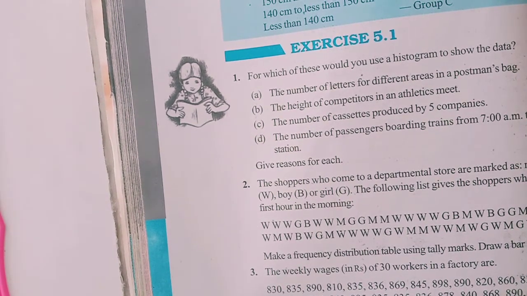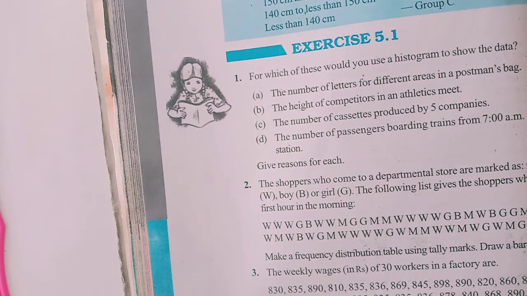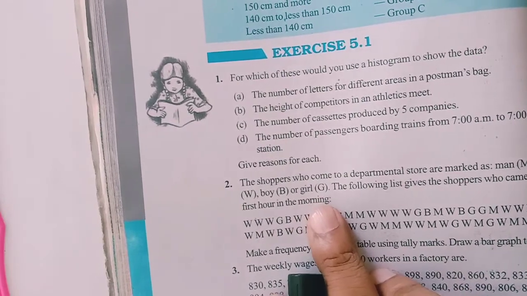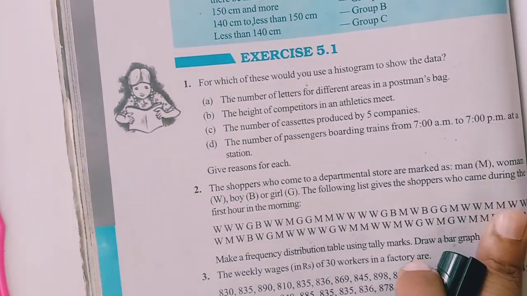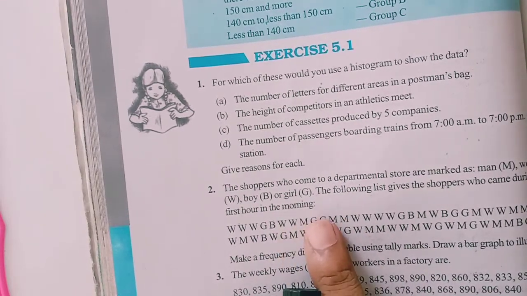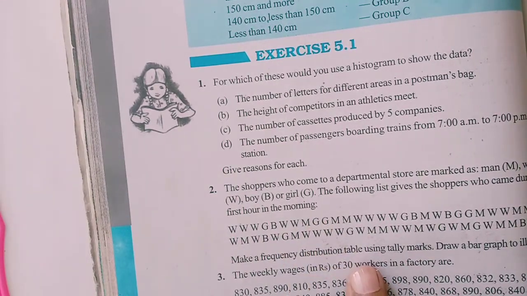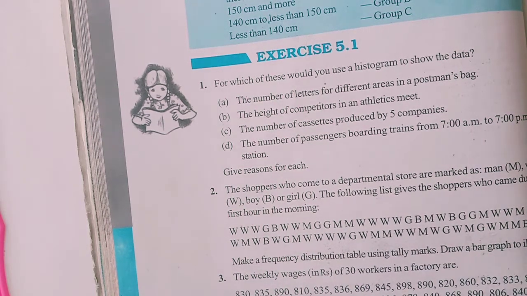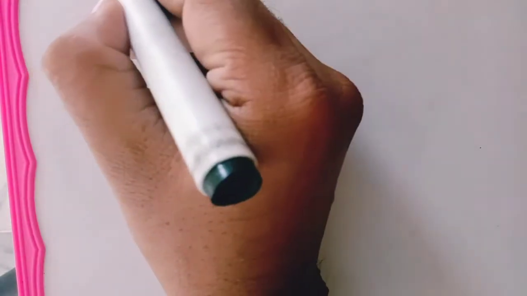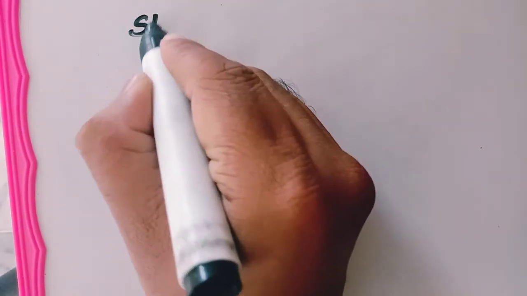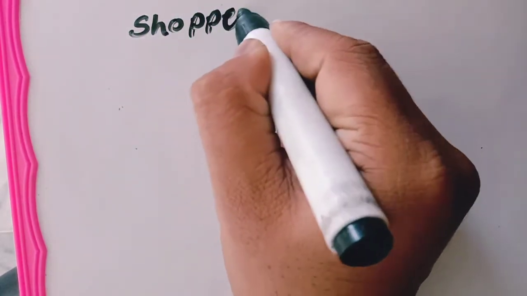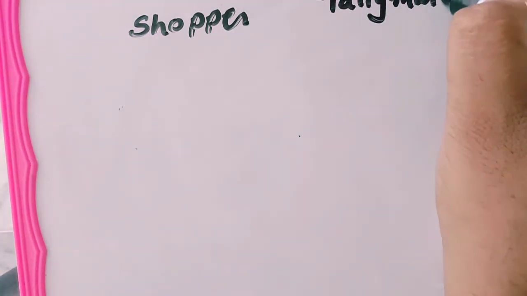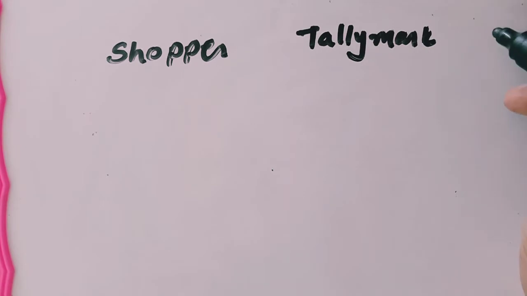Now question 2 we have: the shoppers who come to a departmental store are marked as man, woman, boy and girl. The list of the shoppers who came during the first hour in the morning is given. We have to prepare the distribution table and draw the graph for it. So first we prepare the distribution table. For the frequency distribution, first we write shopper, then tally marks, and then frequency.